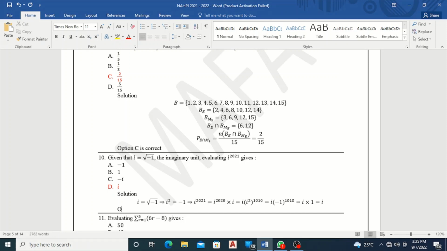So generally in math we always have 30 MCQs. This is correct. This is correct.